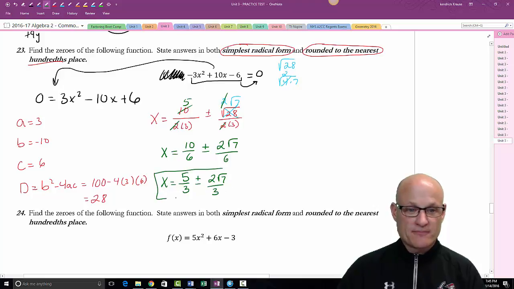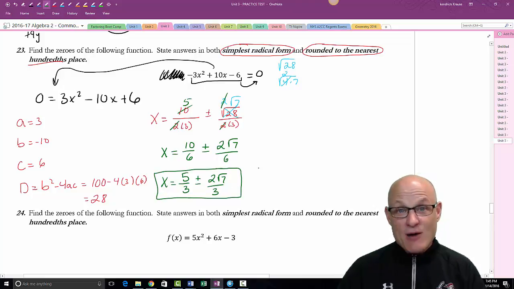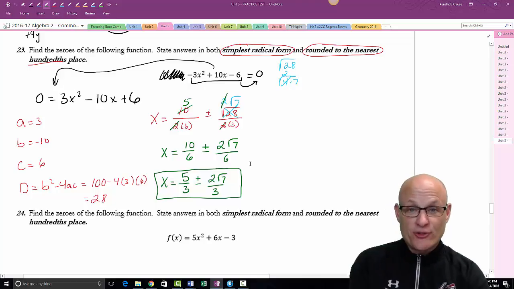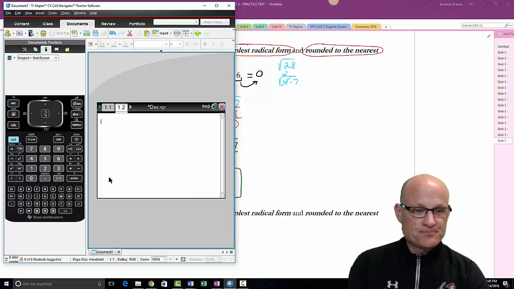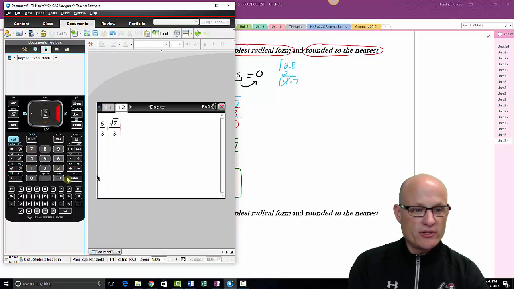That's my final answer. Now, I would love to know if I'm right, because that answer looks stupid. I mean, who comes up with stupid answers like that? So control division 5 over 3. I'm just going to choose the plus. Control division, the square root of 7 over 3. And I'm going to store this into x.